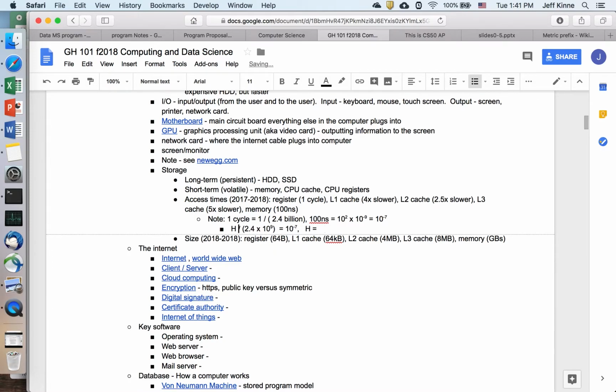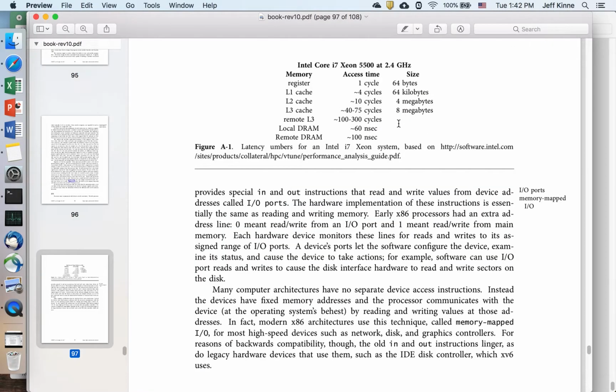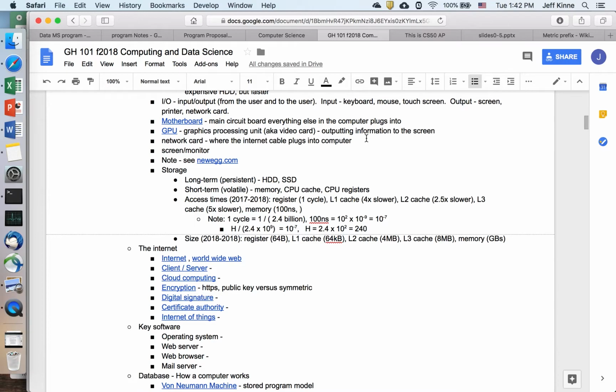So h divided by 2.4 times 10 to the ninth. We have to multiply by the 2.4 times 10 to the ninth to get it out of the denominator, and that's going to be on the other side. That cancels out and leaves 10 to the second power. So that's 2.4 times 100, 240. So this is 240 cycles. Here we had 100 cycles, so that's another 2.5x slower.